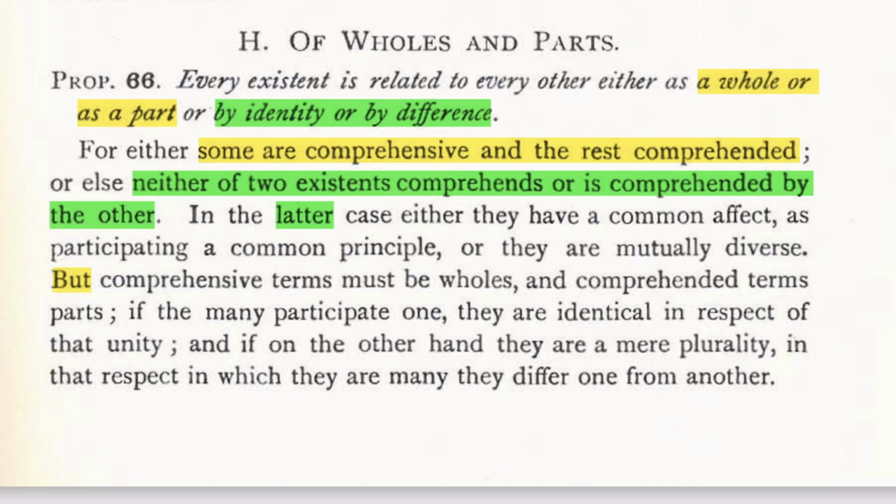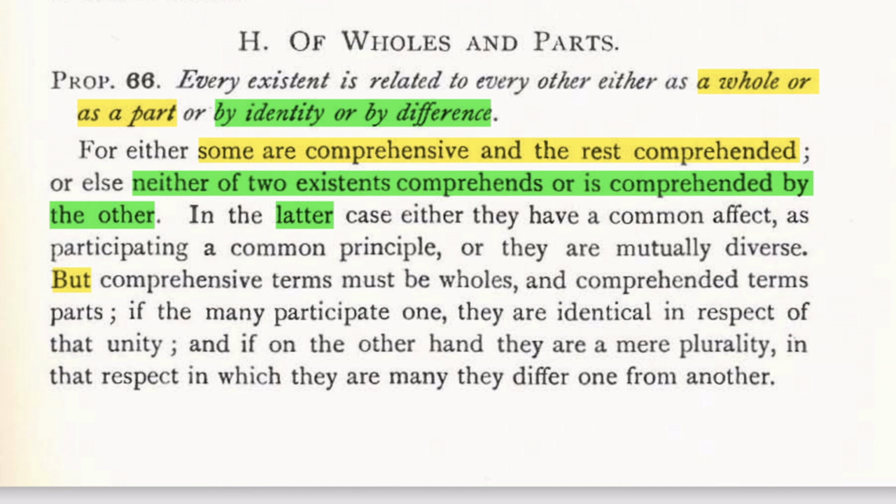So I color-coded it with the hope that maybe this will make it a little easier to see when he's jumping back and forth between the two possibilities. So either they're related as a whole or as a part, which I put in yellow, or by identity or sameness, and by difference, which I put in green. Okay, so either some are comprehensive and the rest are comprehended, and we're going to see that's talking about being whole and part. Or else neither of the two existents comprehends or is comprehended by the other. So they have a different relationship, and we're going to see that that would be identity and difference.